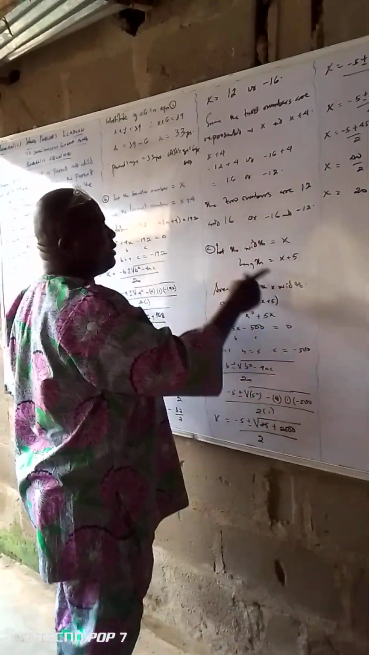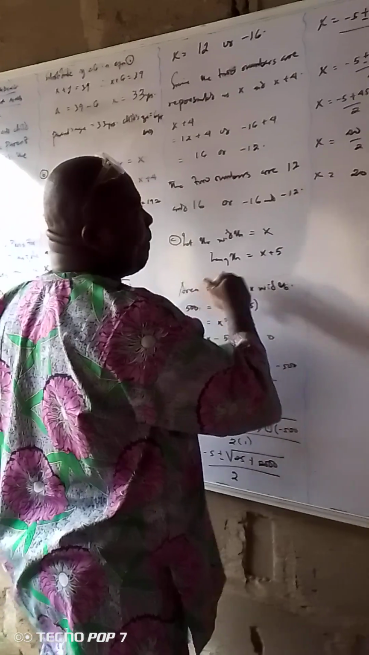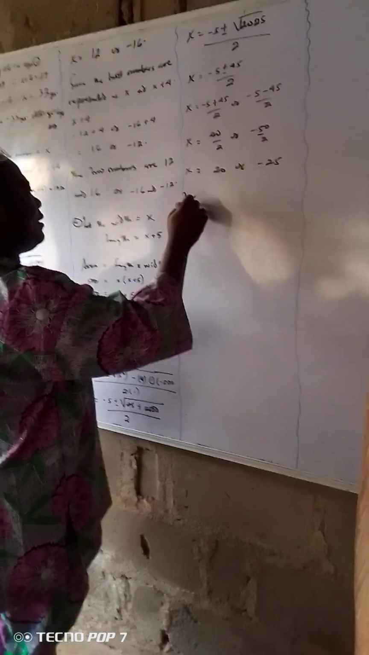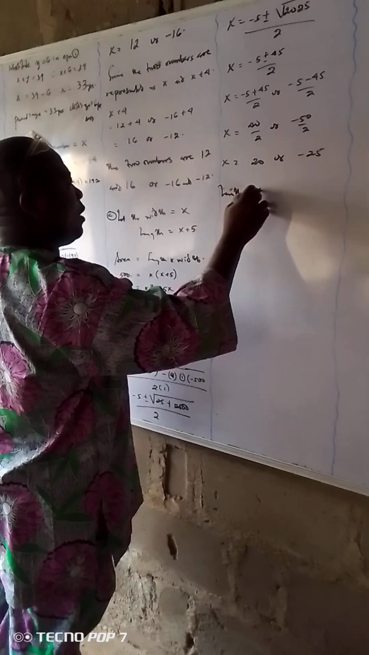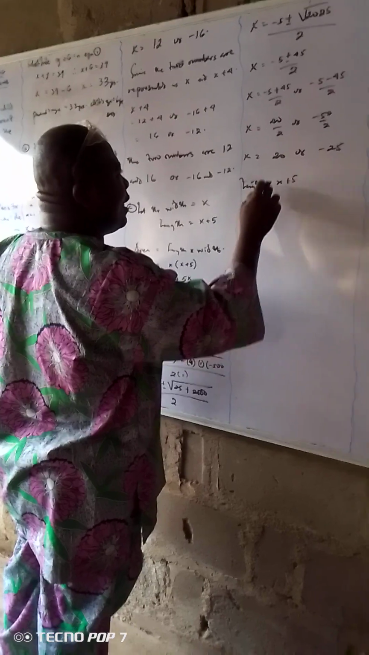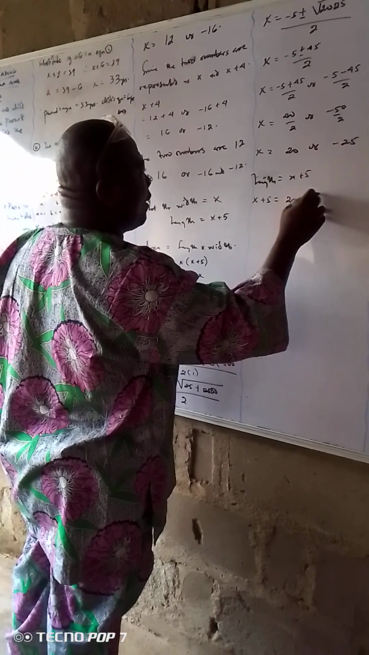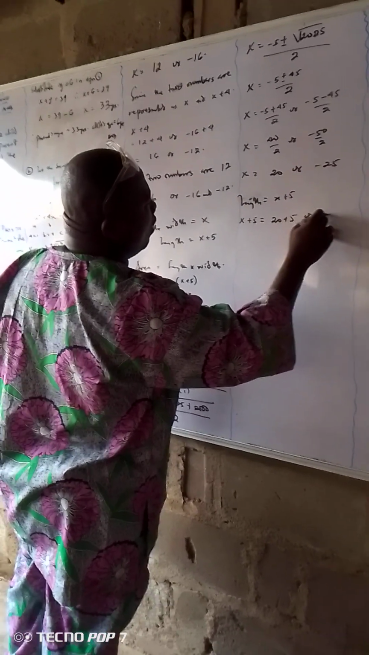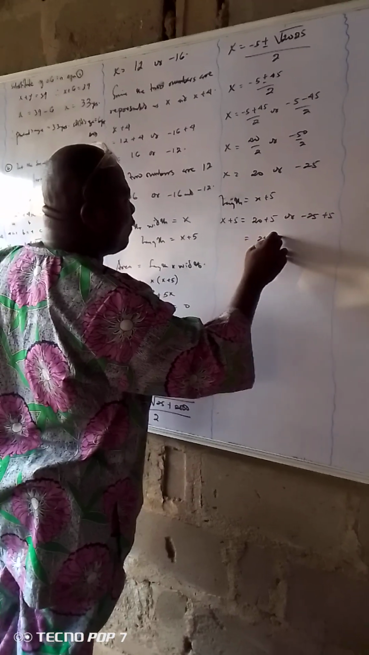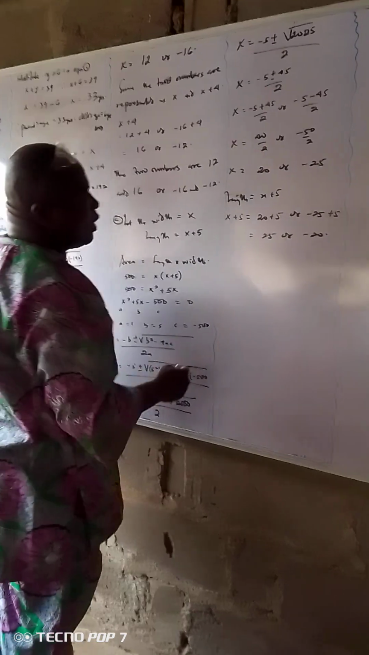Now, you know that we are given the width. So therefore, what's our width? Let's find the length. Since length equals to x plus 5, our x plus 5 is either 20 plus 5 or minus 25 plus 5, which is 25, or minus 20.